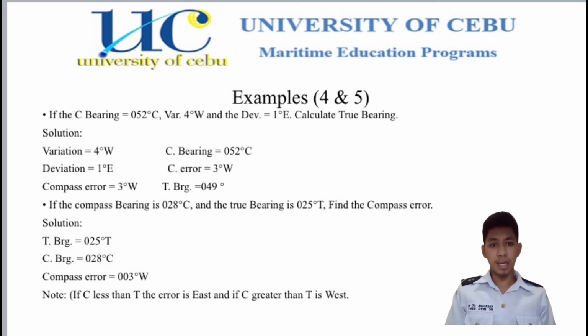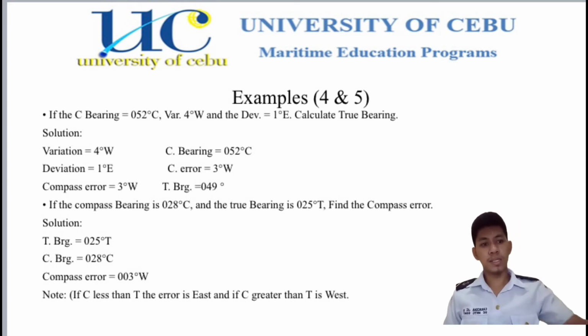If the compass bearing is 028 degrees C and the true bearing is 025 degrees T, find the compass error. Solution. True bearing equals 025 degrees T, compass bearing equals 028 degrees C, so the compass error equals 003 degrees west. So take note, if C is less than T, the error is S, and if C is greater than T, it is west.